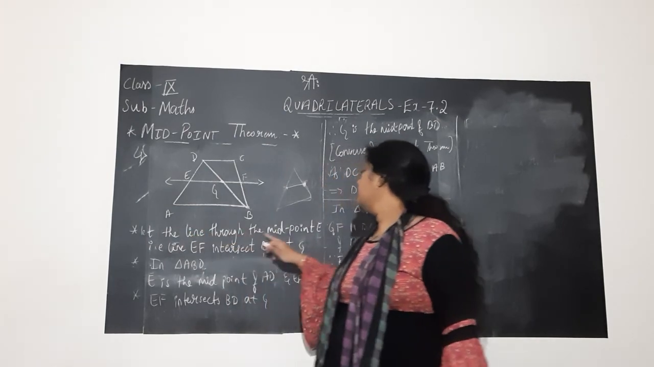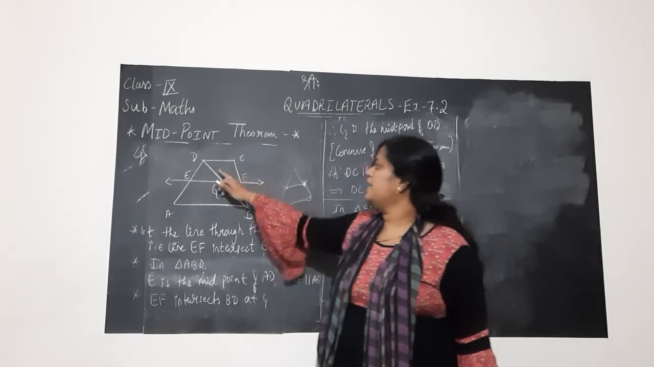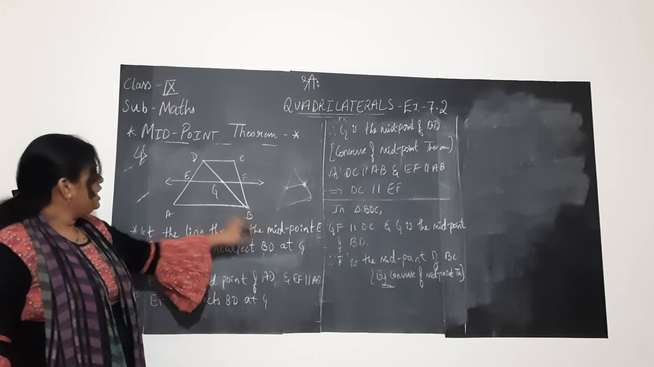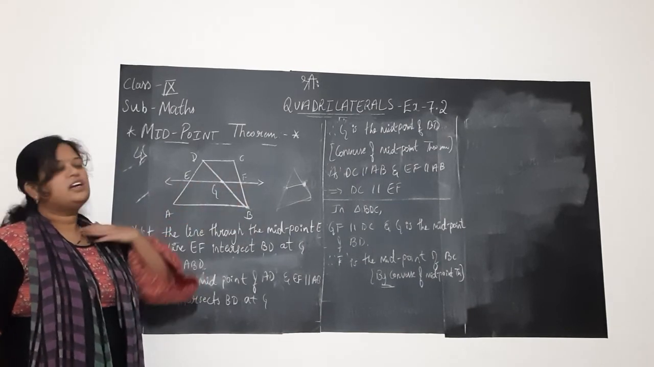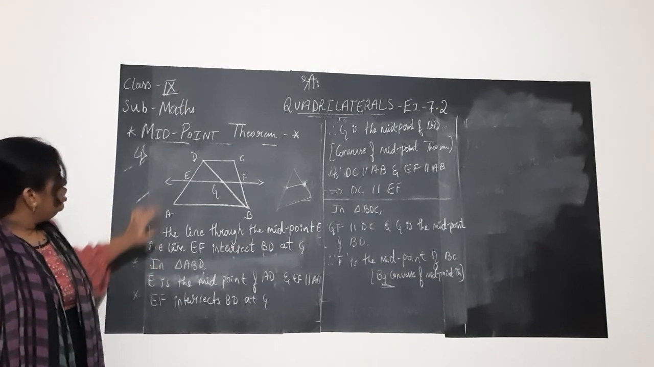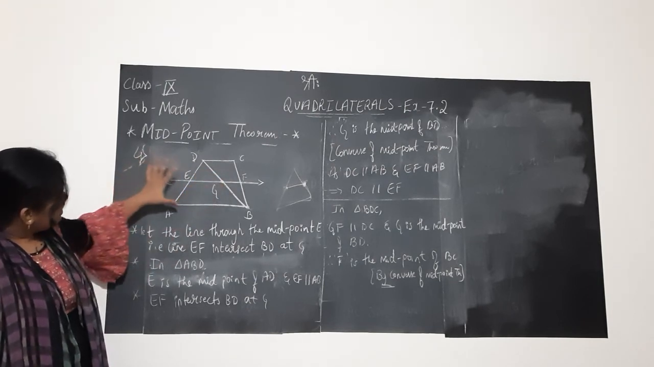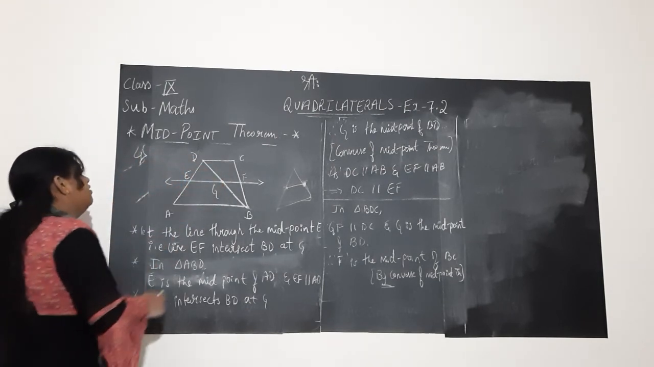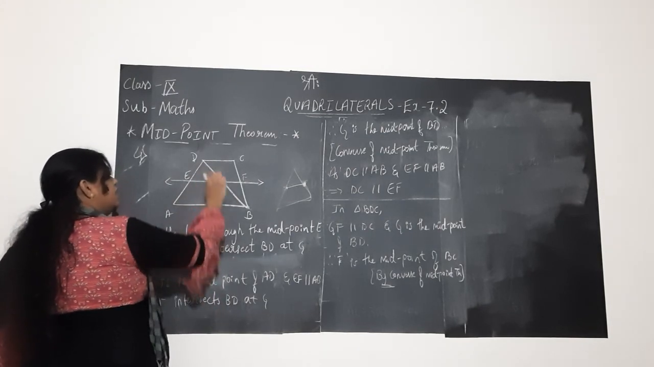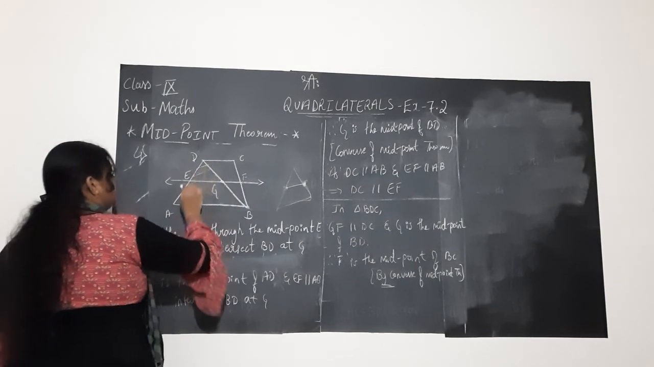Let the line through the midpoint E, that is line EF, intersect BD at G. That labeling we are making for convenience. Where the diagonal BD and line segment EF coincide, we label it G. Now, the diagonal drawn divides the trapezium into two triangles. We consider triangle ABD, the big triangle; we'll shade it.